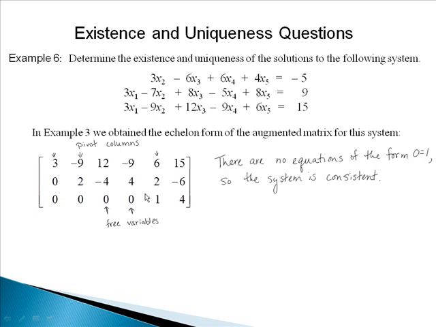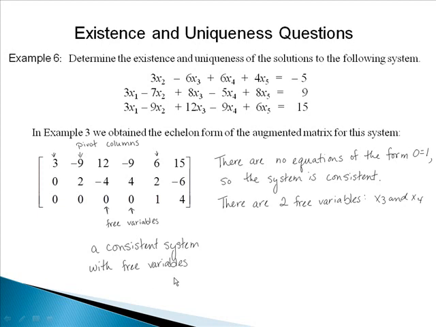We see from this echelon form that there are no equations of the form 0 equals 1, so the system is consistent. And there are two free variables, x3 and x4. So when we have a consistent system with free variables, we note that there are infinitely many solutions. When we say we have a free variable, that means that we can choose any value for x3 or x4 and get a different solution when we plug them in. So that means we have infinitely many solutions.